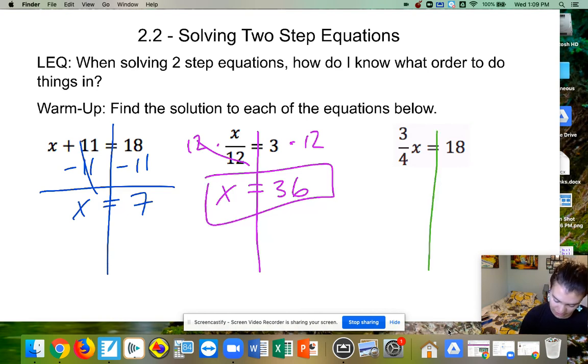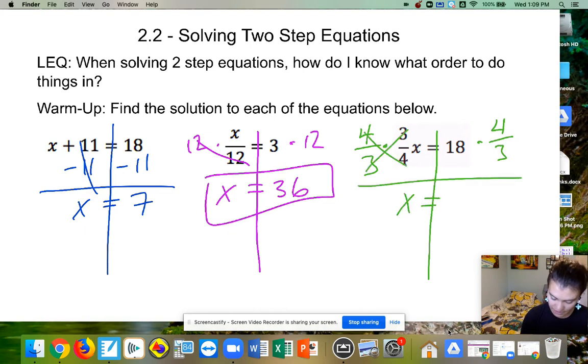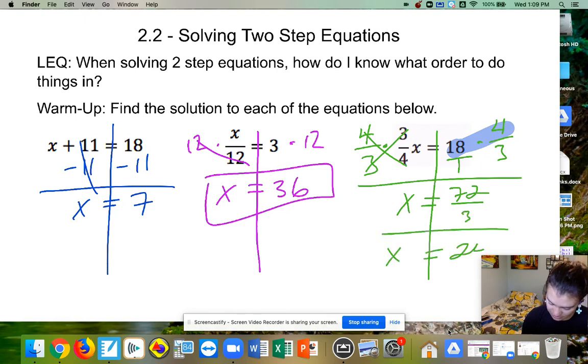The last one then, we have a fraction, 3 over 4. So to undo a fraction, you want to multiply by its reciprocal. So multiply by 4/3. Those will cancel then, and you'll be left with x equals, and now you want to multiply across the top. This is technically over 1. So 18 times 4 is going to give you 72 all over 3. If you simplify that, x then equals 24.